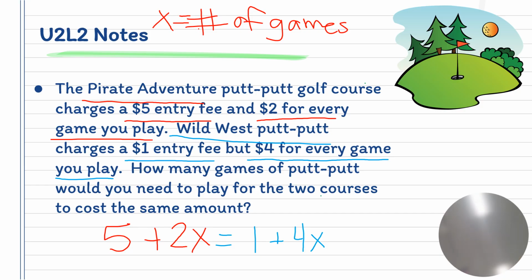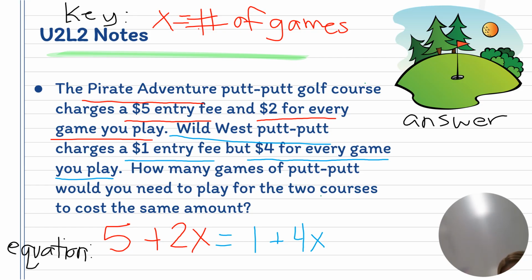So up here, how I have x equals, that's going to be called a key. It's where you tell me what your variables are representing. This is your equation. And then over here, running out of room, we can try and get our answer.